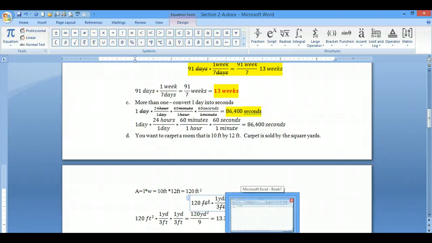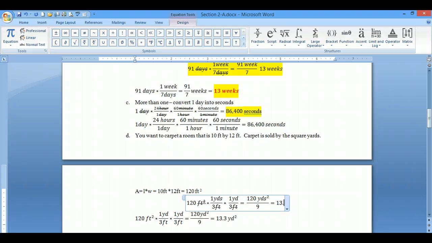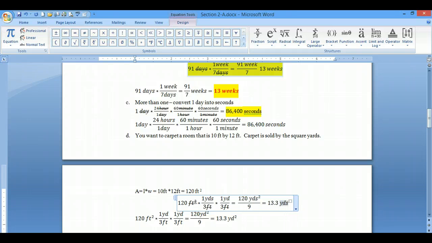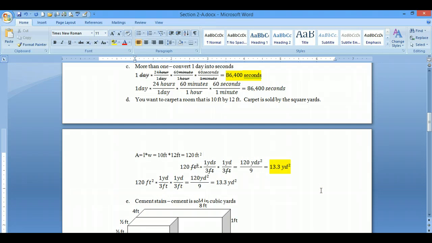Now again, you can use your calculator, or you can come into Microsoft Excel, make it work like a calculator, and I have 120 divided by 9. And to make it work like a calculator, remember you have to put an equal sign, and it'll calculate it for you. 13.3 repeating, and put in my units of yards or yard. You can put an S on there, doesn't matter. Squared. There we go. And highlight my answer in some way so that I know that's the answer. Let's move on to the next one.